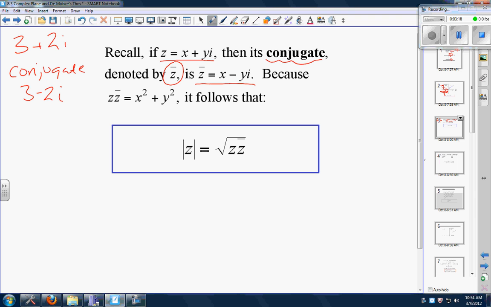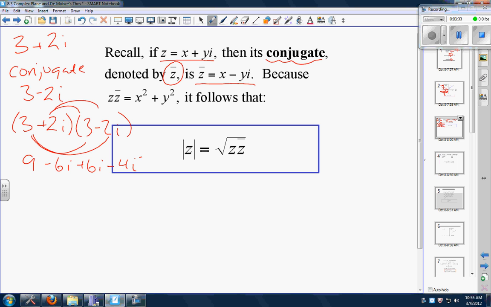Now, when you multiply conjugates, they have interesting properties. So let's take this example here. And when we double distribute it, the middle terms go away, we're left with this. But by definition, i squared is -1. It's the whole idea of complex numbers. So when you multiply conjugates, you can get the i's to go away.